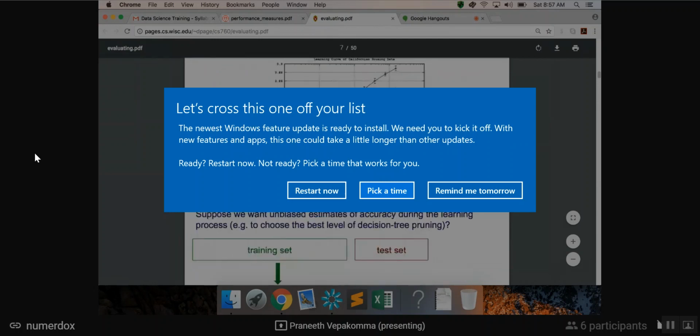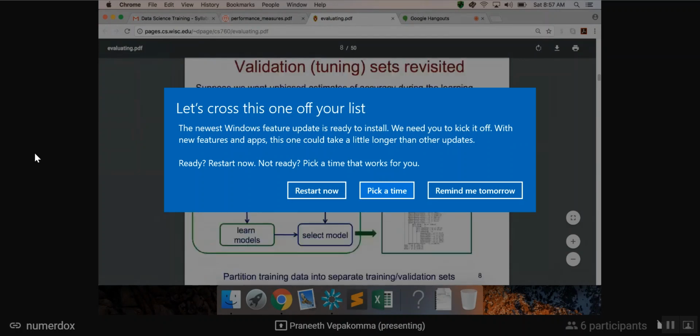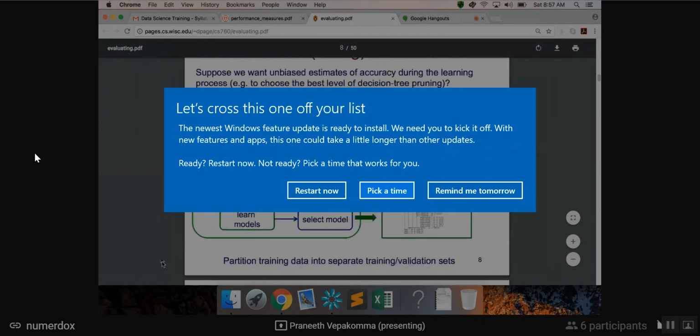You can use that not only for accuracy estimation, but for other estimations as well. It's always good to resample, and instead of doing it on one training set, you can try multiple times.